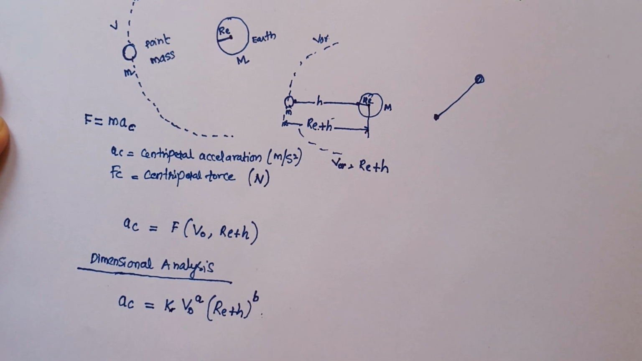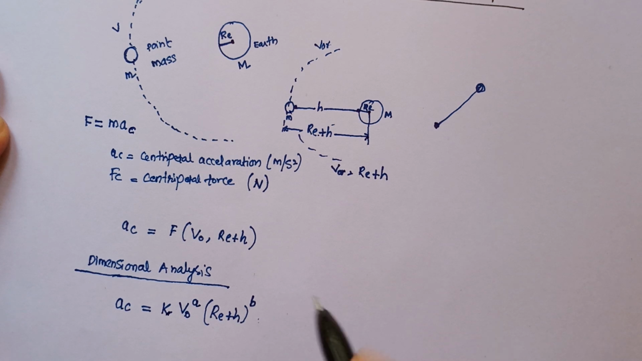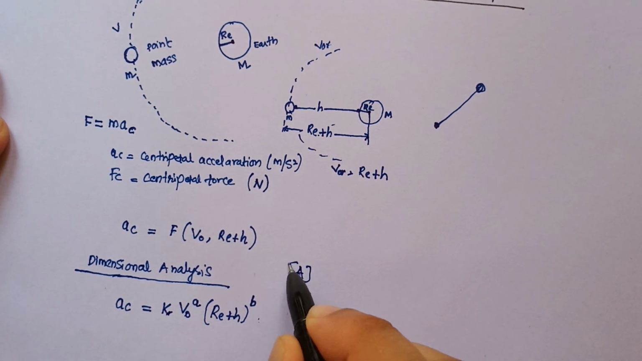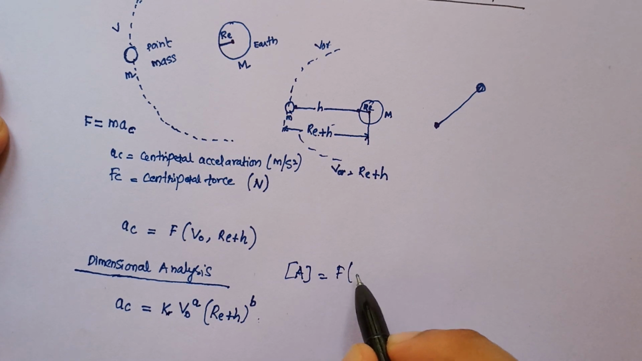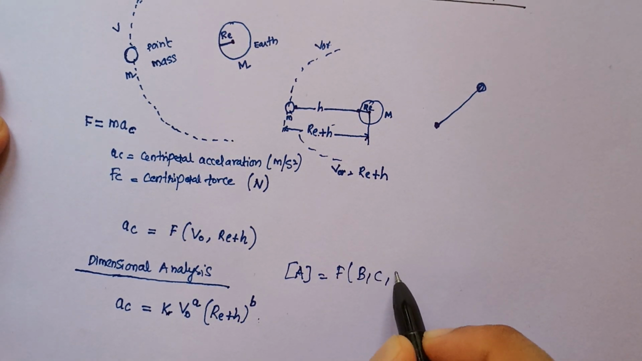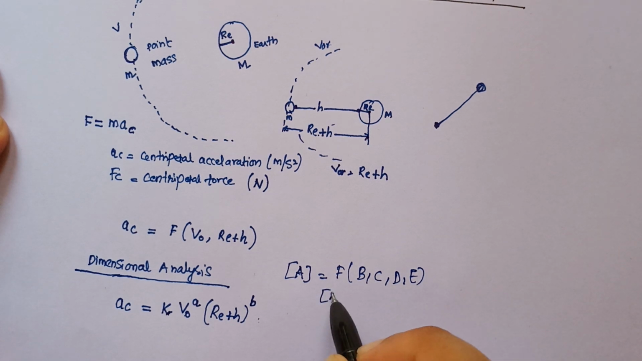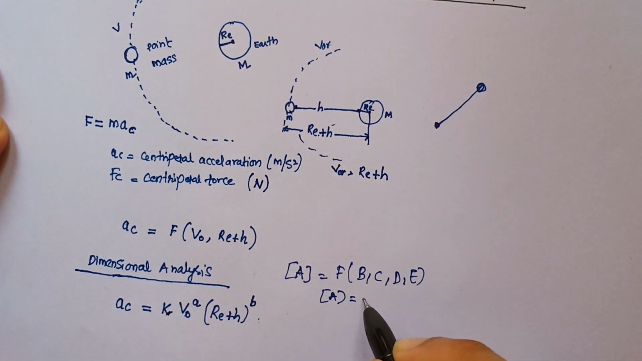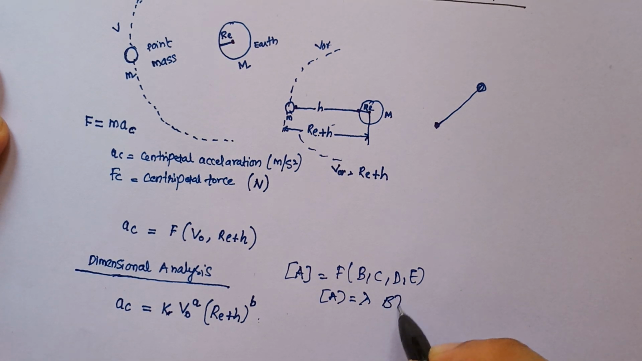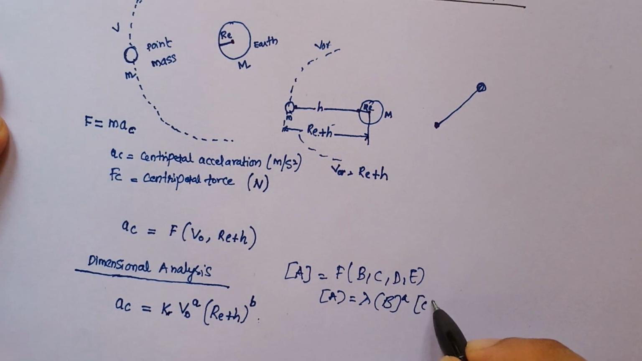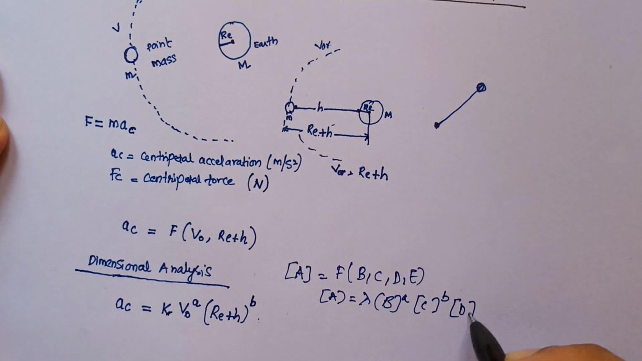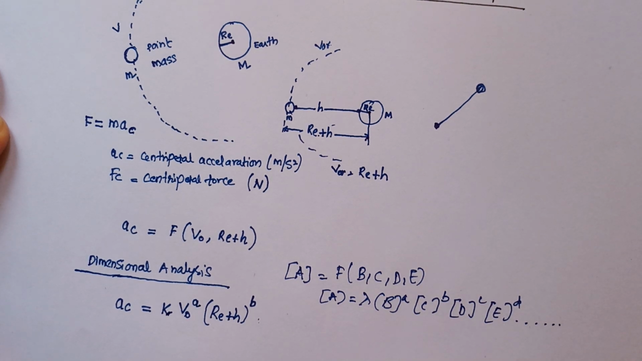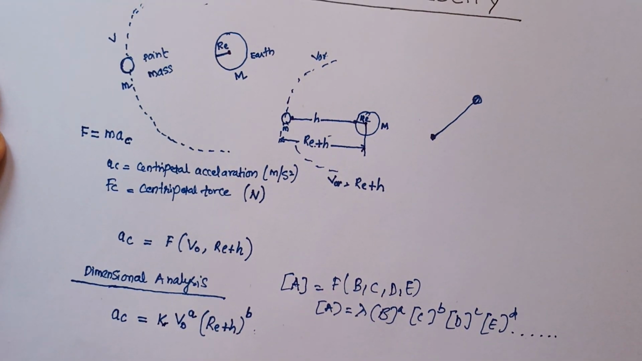Now I think this is very clear. The basic idea is, if A is a function of different quantities, then A can be written as some constant, maybe lambda, times B to the power of small a, C to the power of small b, D to the power of small c, then E to the power of small d, and it keeps going. The same thing was already introduced here. I won't repeat it again, but I think this has been very clear.